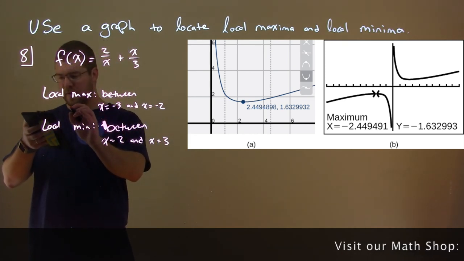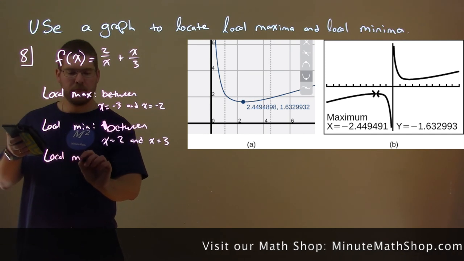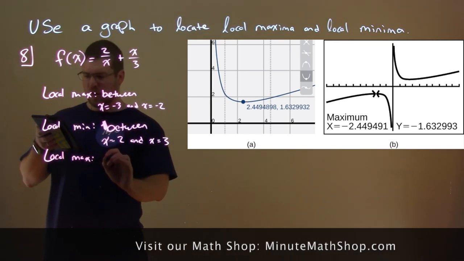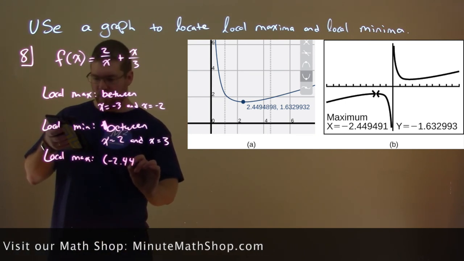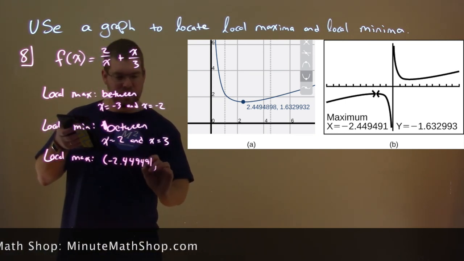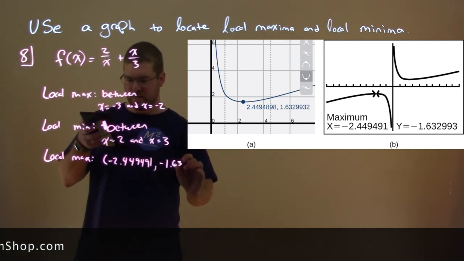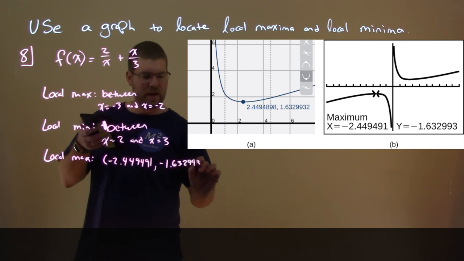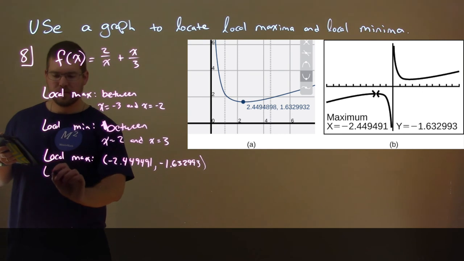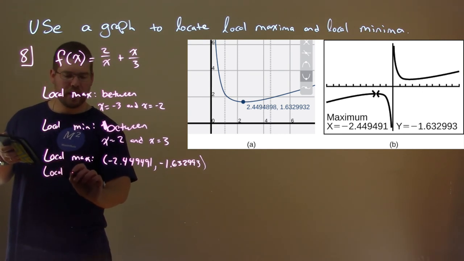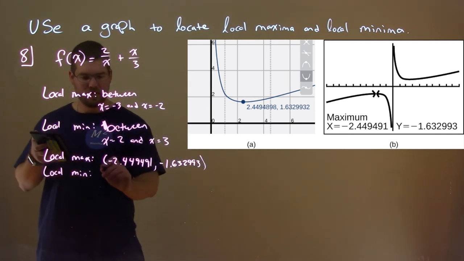local max is at the point, okay, the local max, I'll put it here, is estimated, pretty precisely, at -2.449491 and -1.632993, and that's the coordinate point there of that local max. Local min, and you probably won't have to use all those decimal places, right? You probably just round a couple, and so I'll do that on this one here.